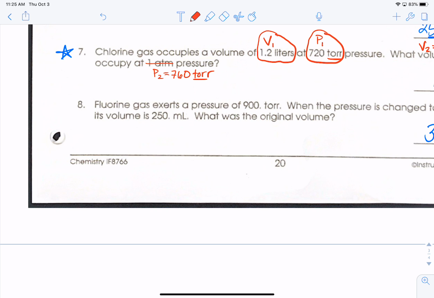Okay? All right, so let's go ahead and plug that in. We got our pressure 1, 720 torr, times our V1, which is 1.2 liters. P2 is 760 torr. I'm going to use that converted amount times V2. What do I do to get the V2 by itself? I will just simply divide both sides by 760 torr.